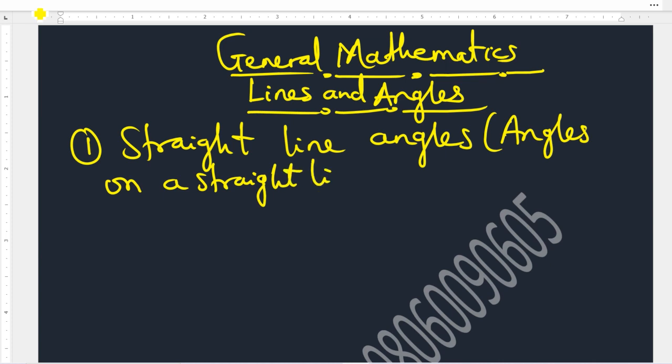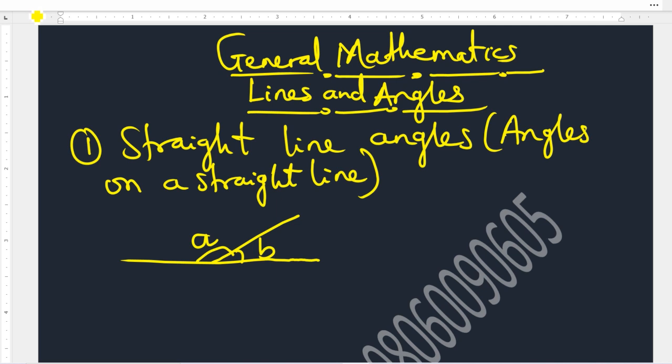So make sure you pay attention. Now look at the angles on a straight line. The straight line can be either horizontal. This type of line that I have drawn is called a horizontal line, okay? So it can be either a horizontal line or a vertical line. This is a straight line, and I can have two or more angles on the straight line. So I can have the angle A and I can have the angle B.